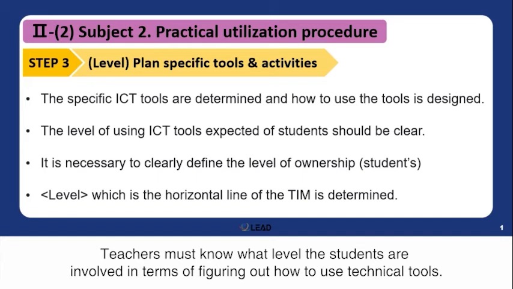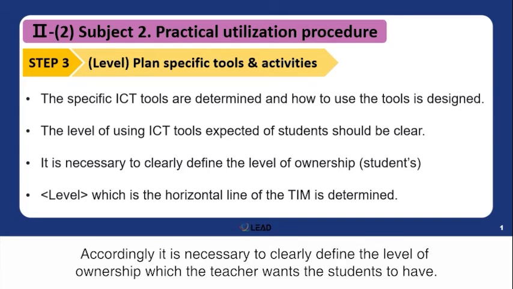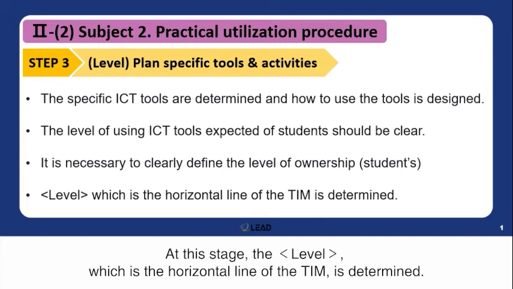Teachers must know what level the students are involved in terms of figuring out how to use technical tools. Accordingly, it is necessary to clearly define the level of ownership which the teacher wants the students to have. At this stage, the level, which is the horizontal line of the TIM, is determined.